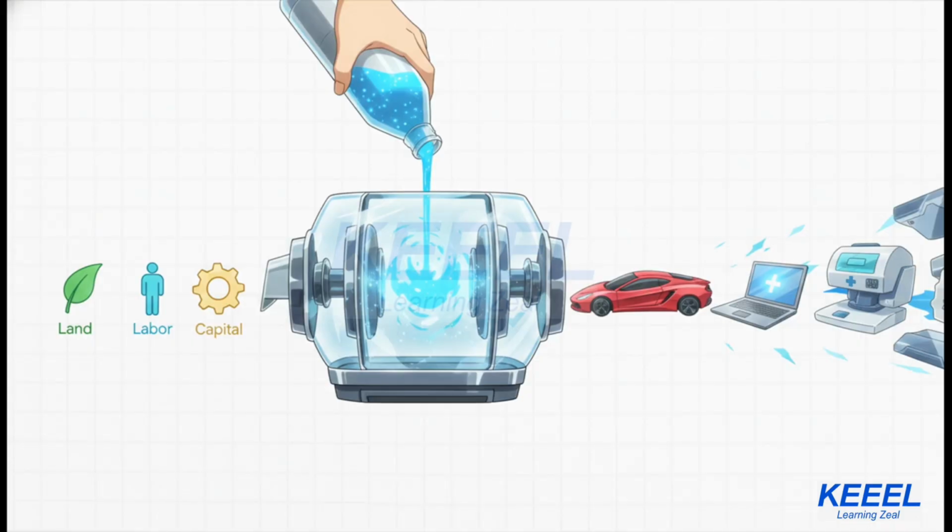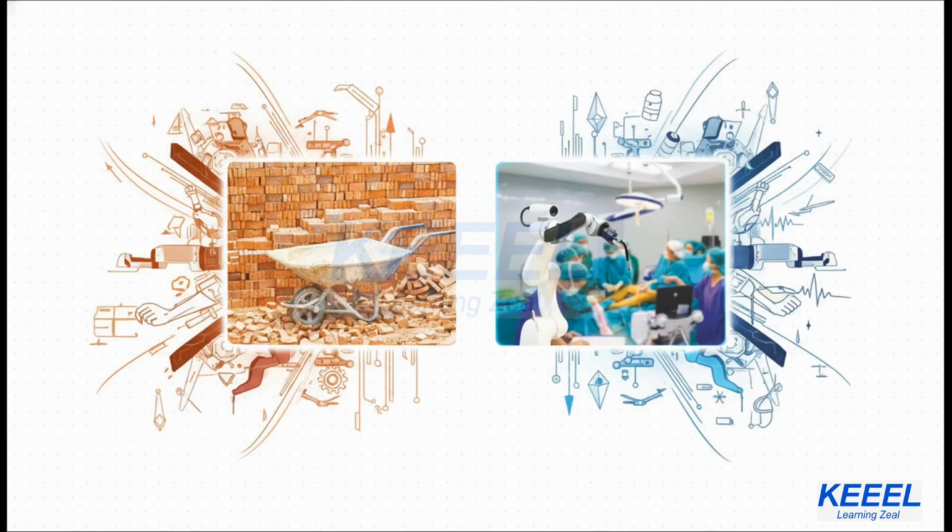And finally, we have technology. You can really think of technology as the secret sauce in our recipe. It's a force multiplier. And it's not just about computers and robots. Technology is the application of any scientific knowledge to the production process. A better technique, a smarter way of organizing things, a new machine. All of that is technology. Its whole job is to make all the other factors more efficient, letting us produce more and better with the same amount of effort.